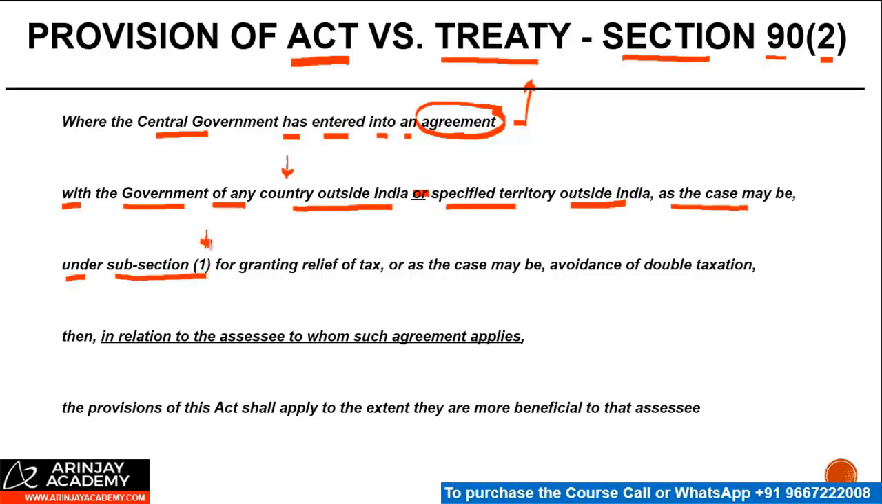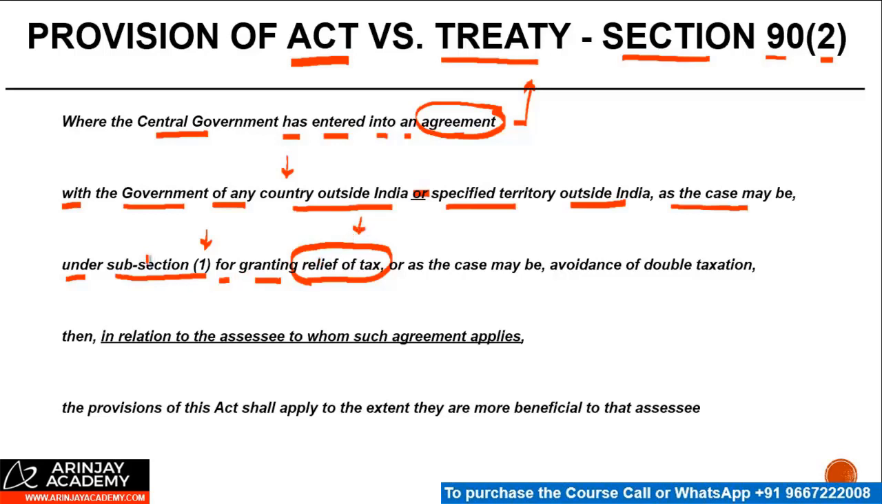Subsection 1 here refers to section 90 subsection 1, right? So where the Indian government has entered into an agreement with the government of any country outside India or any territory outside India under section 90 subsection 1 for granting relief of tax. What is the agreement for? The agreement is to provide relief of tax.